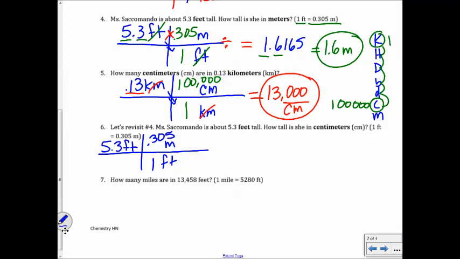So I'm going to add another track. See? I'm going to add another one on. Now, the feet are going to cancel with the feet. So, what am I going to diagonal down now? Meters are going to go down here. And then I'm going to be able to put what on top? What do we want? Centimeters are going to go up here. So, see how the track can get bigger?